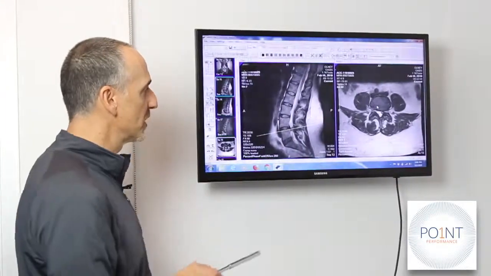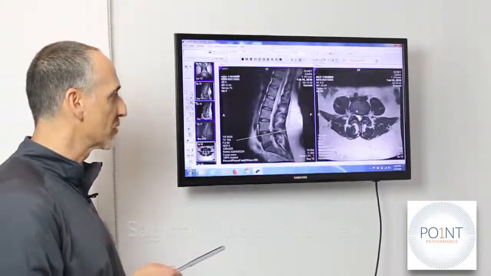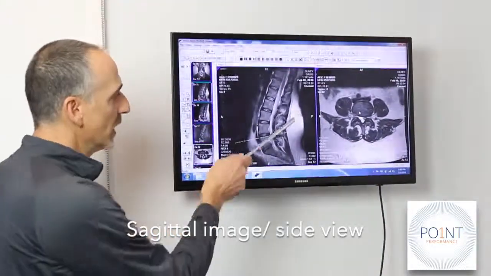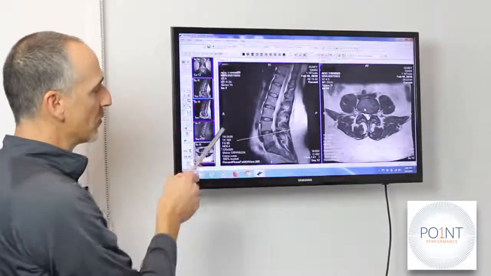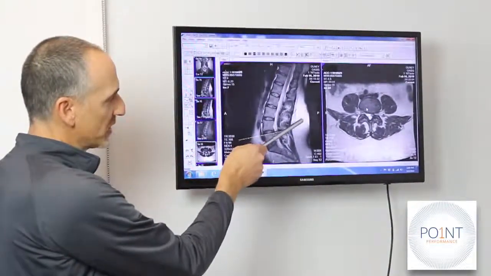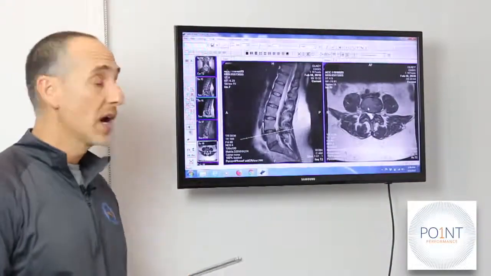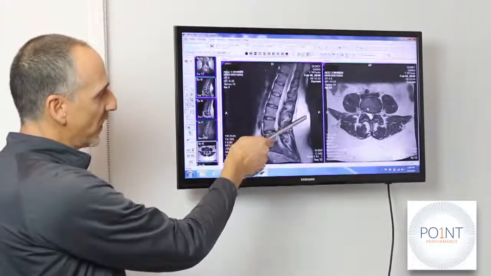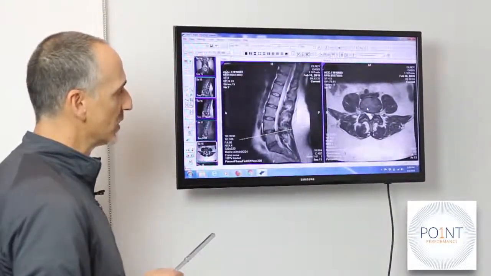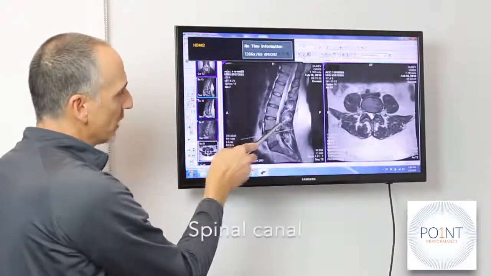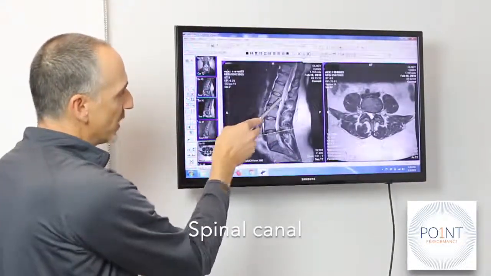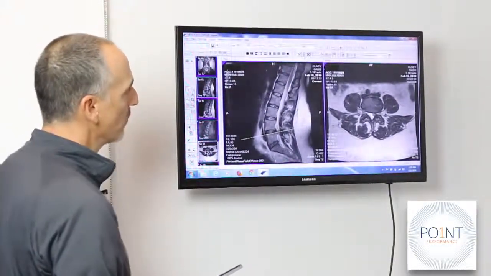If we take a look at this image first, this is referred to as the sagittal image, or side view. This is the back of the body and the front of the body. This lighter contrast here is fat that is underneath the skin, which we refer to as the subcutaneous fat. This is the spinal canal, and this is fluid that is running up and down the spinal canal.